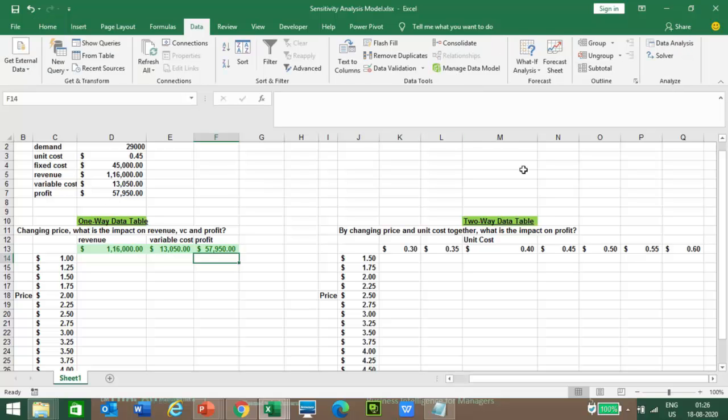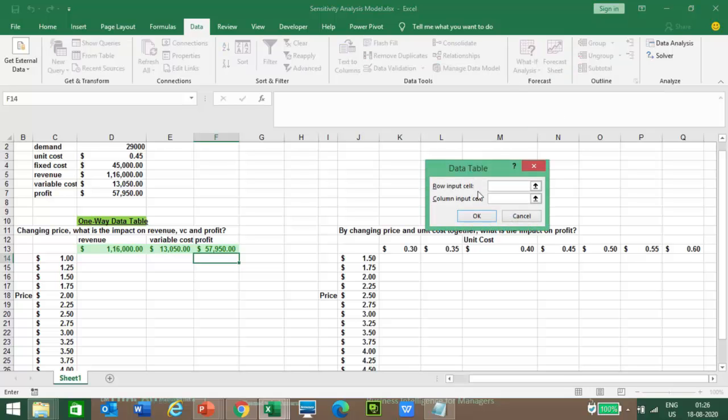Now by making use of the data tables which is present in what if analysis under the data tab, we'll use a one-way data table here because we are changing one single parameter, that is the price, to see its impact on revenue, variable cost and profit. Now since this price is in the column, hence we'll make use of the column input cell to see the price.